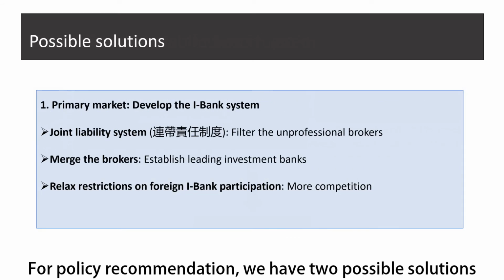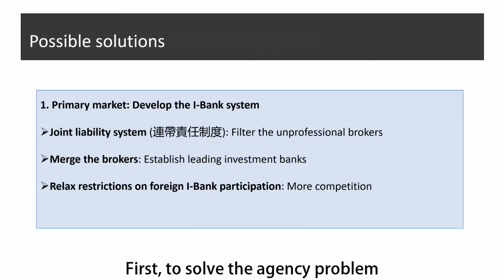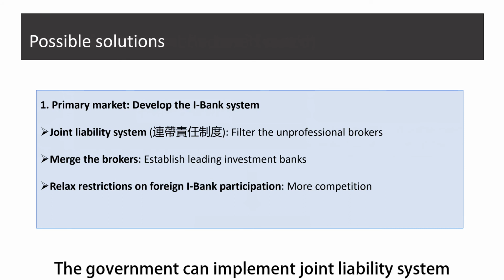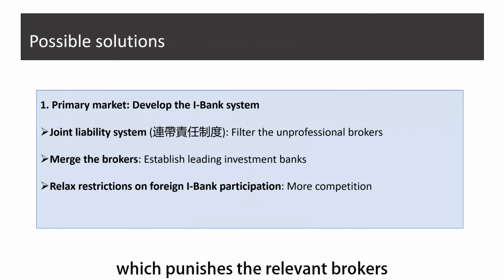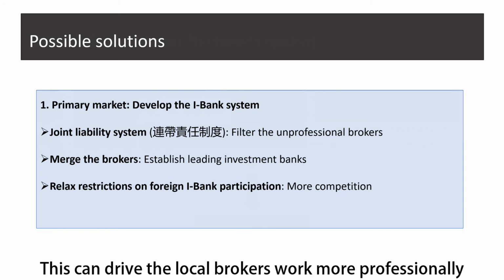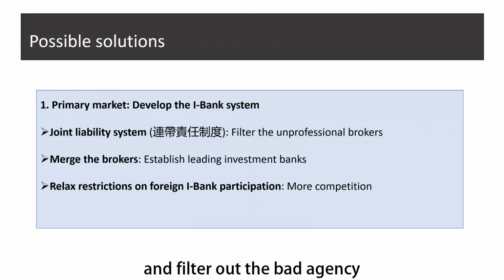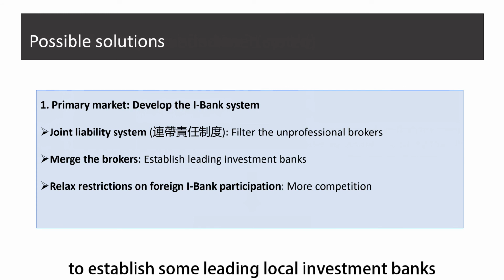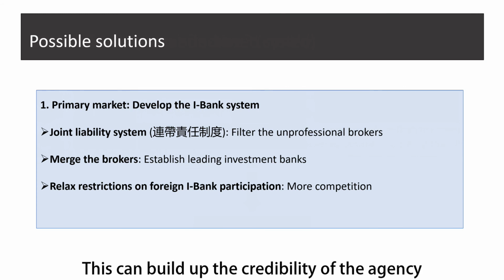For policy recommendation, we have two possible solutions. Firstly, to solve the agency problem, we suggest developing the ibank system. The government can implement a joint liability system, 连带责任制度, which punishes the relevant brokers if the company performs too badly after IPO. This can drive the local brokers to work more professionally and filter out the bad agencies. Besides, we suggest merging the local brokers and establishing some leading local investment banks. This can build up the credibility of the agency.